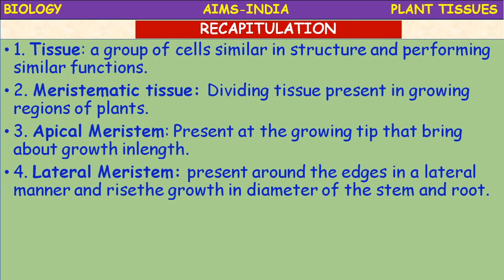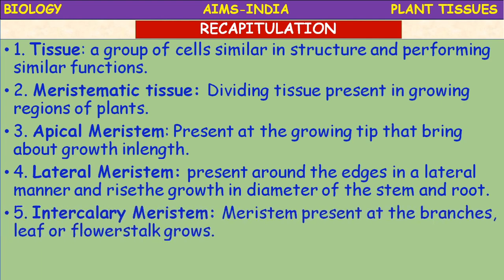Lateral meristems. What are lateral meristems? The meristems present around the edges in a lateral manner and raise the growth in diameter of the stem and root. Girth of the stem and root can be increased by lateral meristems. Intercalary meristem: the meristem present at the branches, leaves or flower stalk and helps in growth is called intercalary meristem.